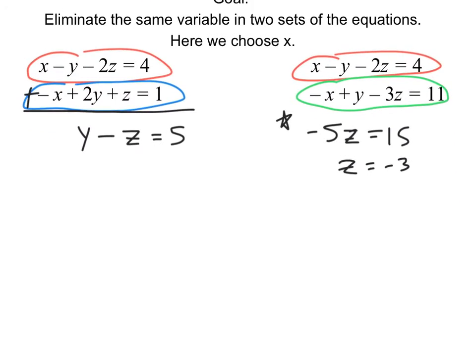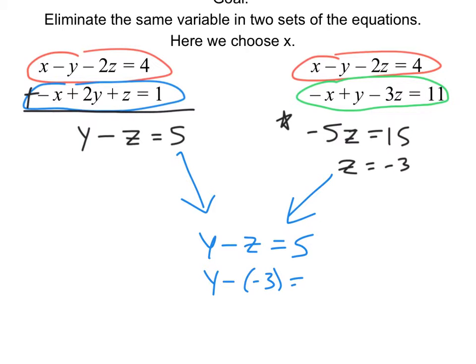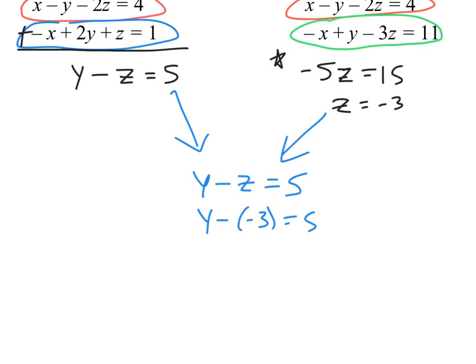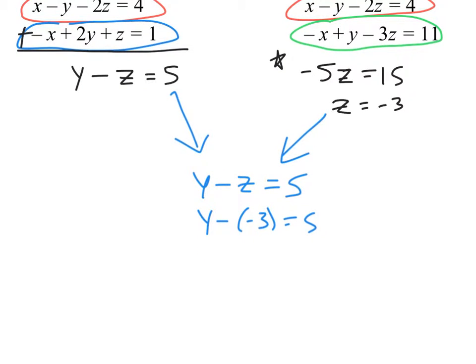Now I can bring together these 2 equations. So y minus z equals 5, and we have z equals negative 3, so y minus negative 3 equals 5. Minus a negative is going to be the same thing as a plus, so y plus 3 equals 5, which means y equals 2. So I now have that y equals 2 and z equals -3.